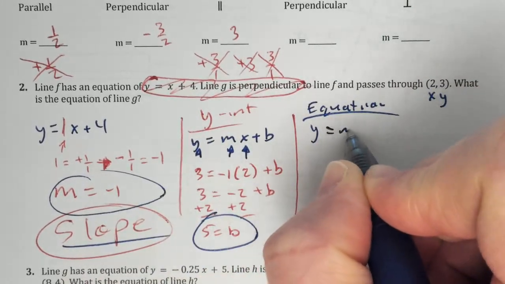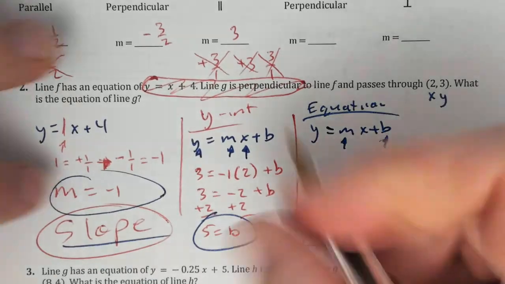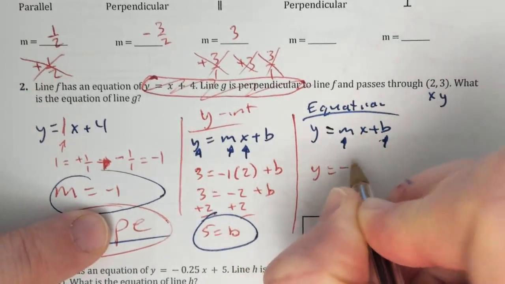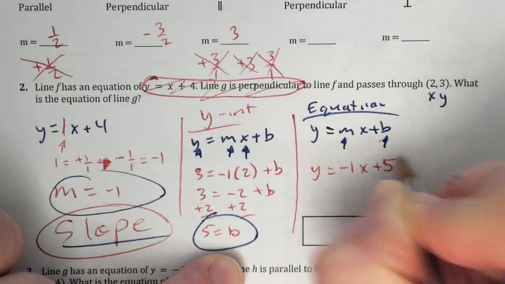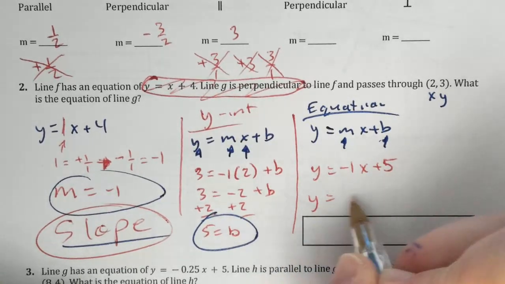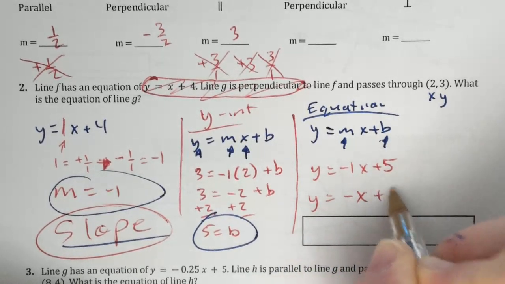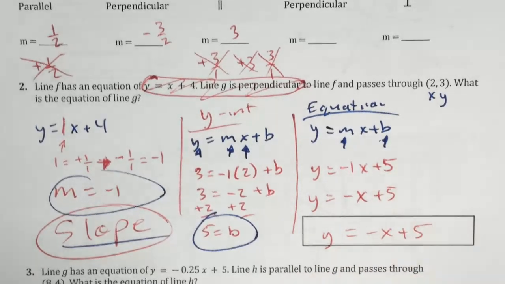Okay, so y equals mx plus b, where you're plugging in just your m and just your b. So y equals negative 1x, and then plus that 5. All right, now clean it up. I can't leave it like this. y equals negative 1 times x is just negative x, and we get plus 5. That's your final equation. y equals negative x plus 5, and that's as pretty as it gets.